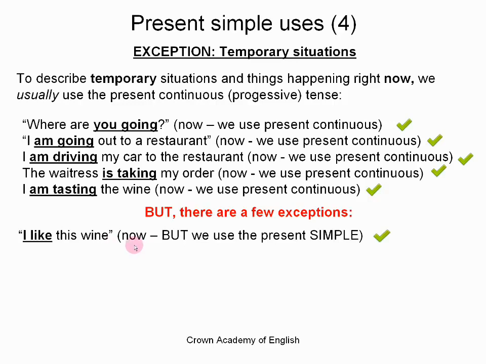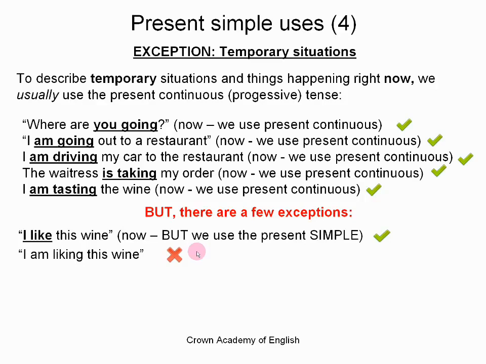And so normally you would think, well, we would use the present continuous because it's temporary, but no, this is one of the exceptions. So a verb like "to like", we use the present simple. We do not say, "I am liking this wine." Oh, yes, okay, it's happening now. It's a temporary situation. But that is wrong.